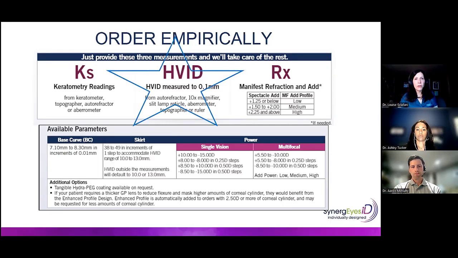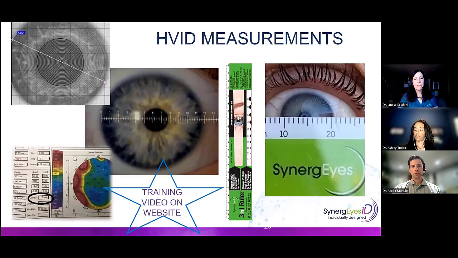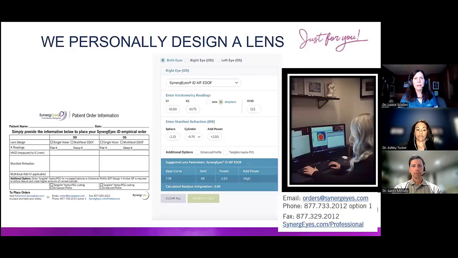This is the key feature we need to do, and I know that our colleagues will talk a little bit about measuring HVID. There are several different methods that are valuable to you, and one of them includes the ruler that we have, and I think Dr. Tucker will talk about that a little bit.